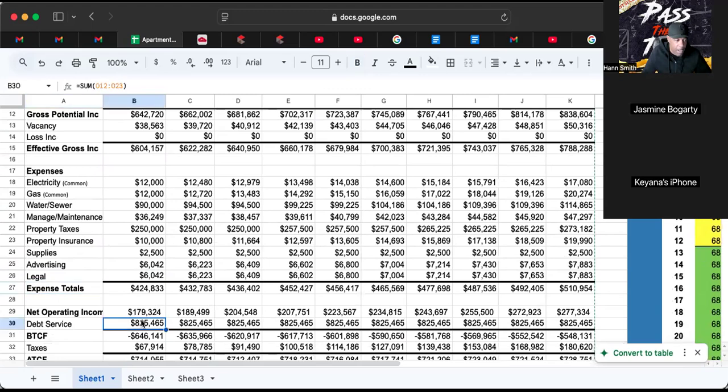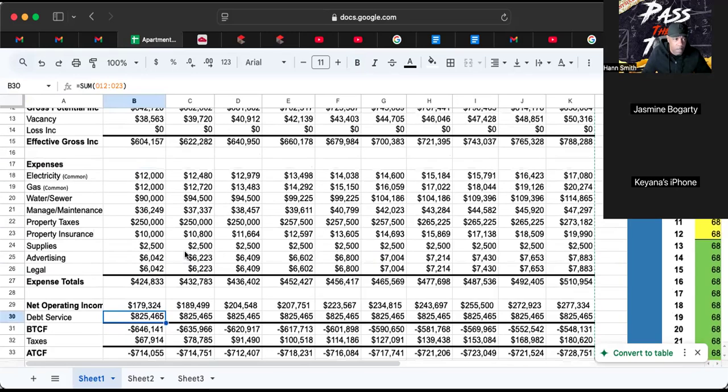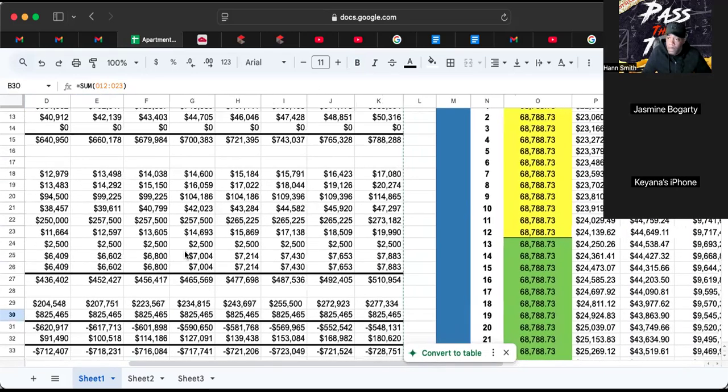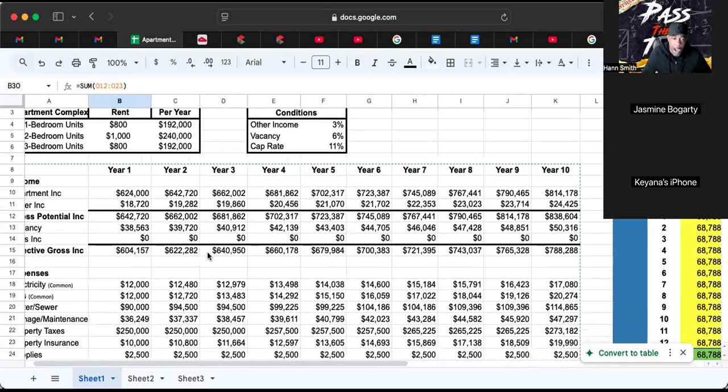All right. So, let me see. I'm wondering why this is so high. Oh, okay. I see what it is. Okay, I'll fix that.